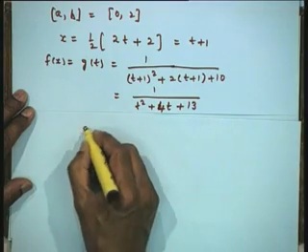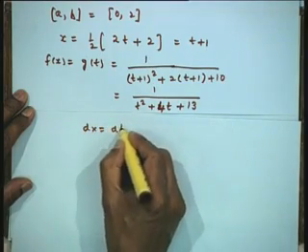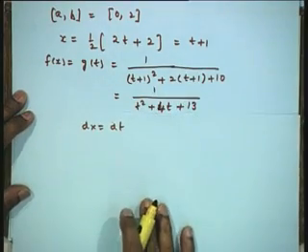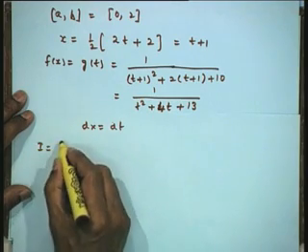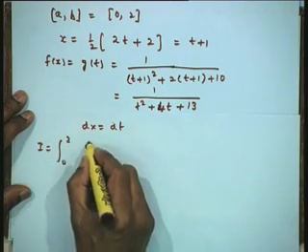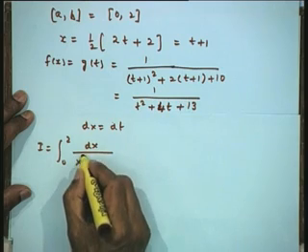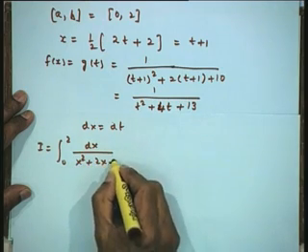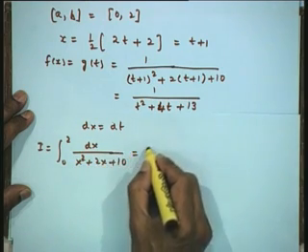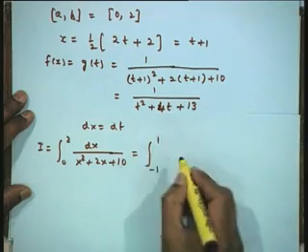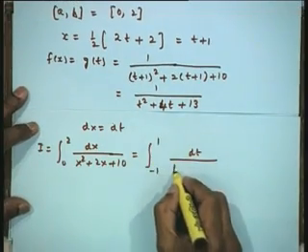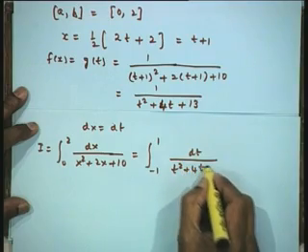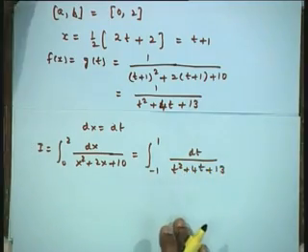Further, in our integration, dx is equal to dt. Therefore, our integral, let us call it I, 0 to 2 dx upon x square plus 2x plus 10, is equal to the integral from minus 1 to 1 of dt upon t square plus 4t plus 13, which we have just derived.